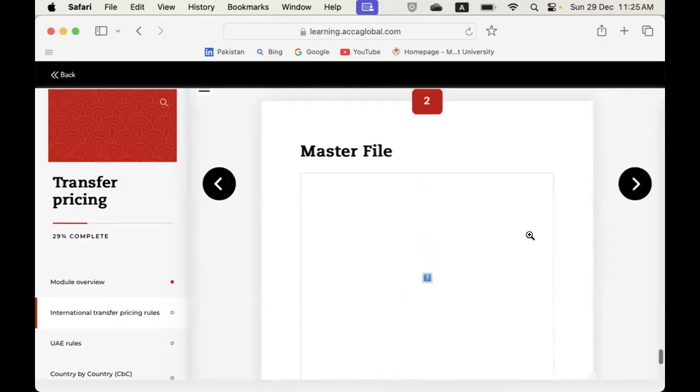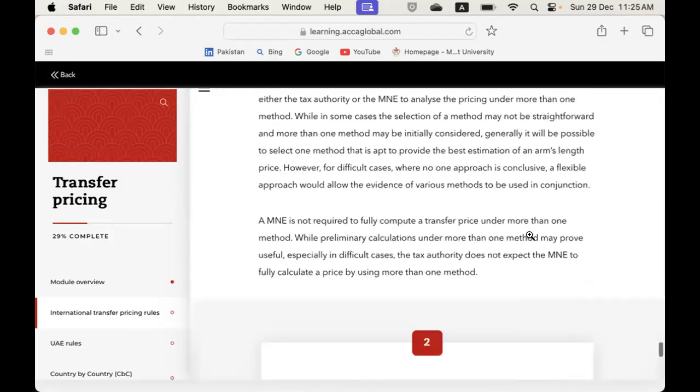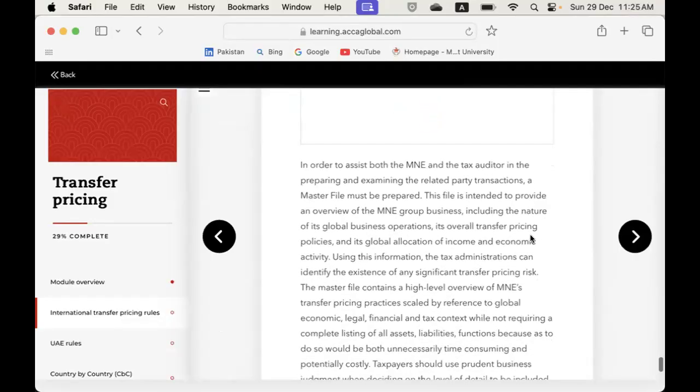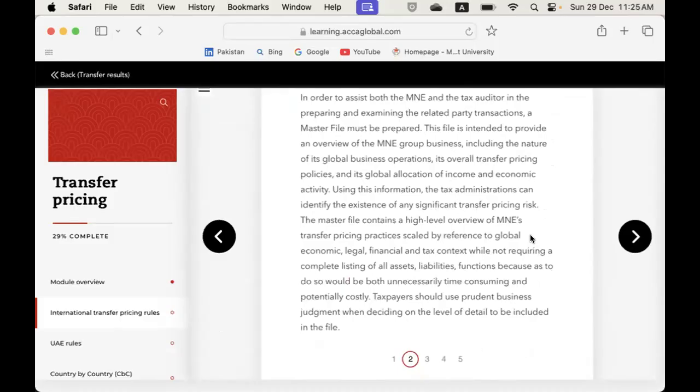So since we are discussing documentation, master file and local file are the types of transfer pricing documentation that come into play. In order to assist both the multinational enterprise and the tax auditor in the preparation and examination of related party transactions, a master file must be prepared. That's the high level file.